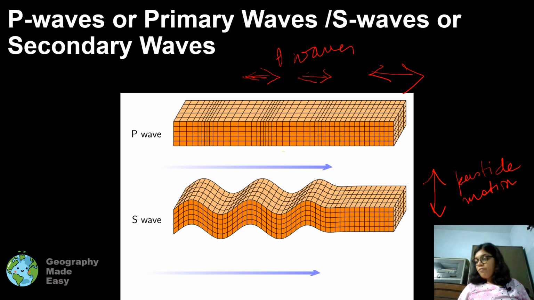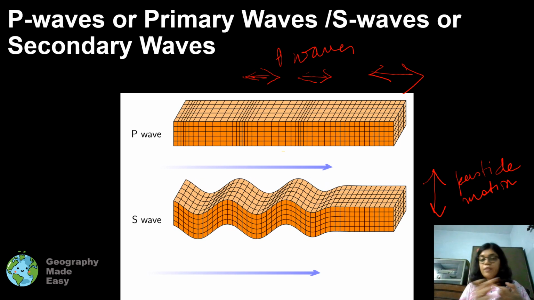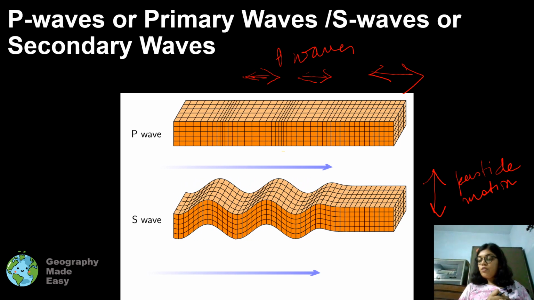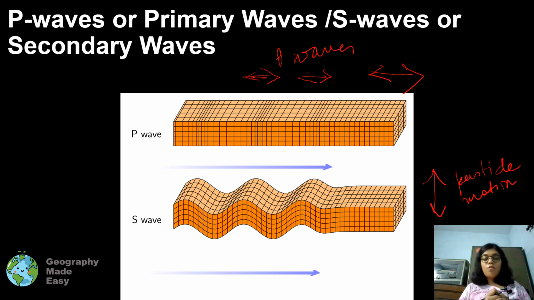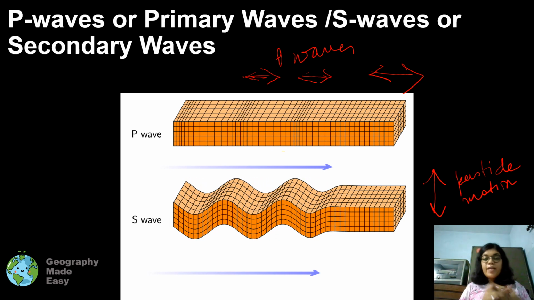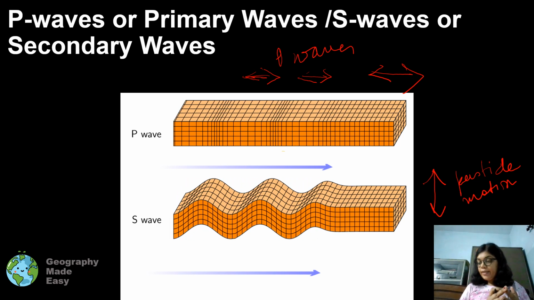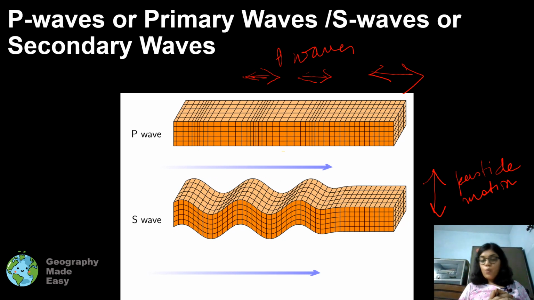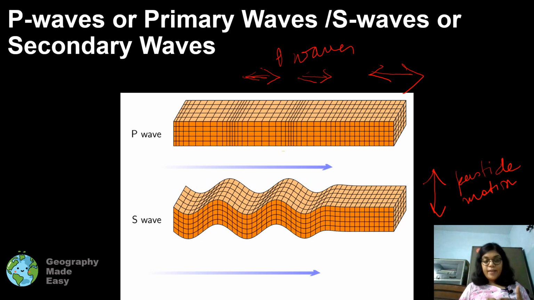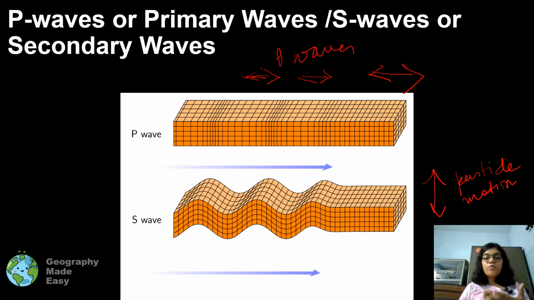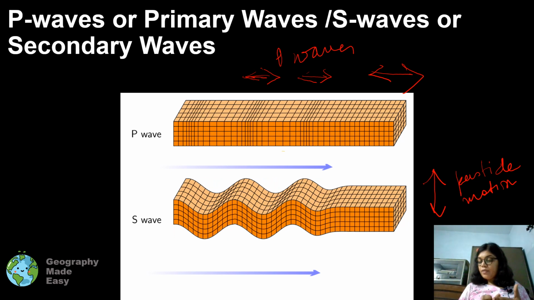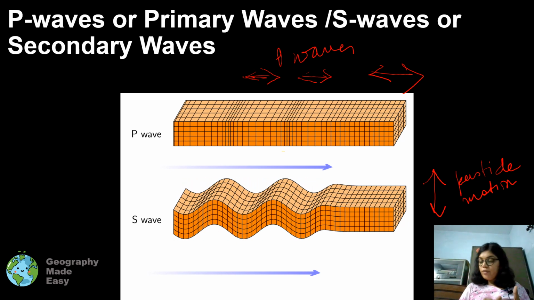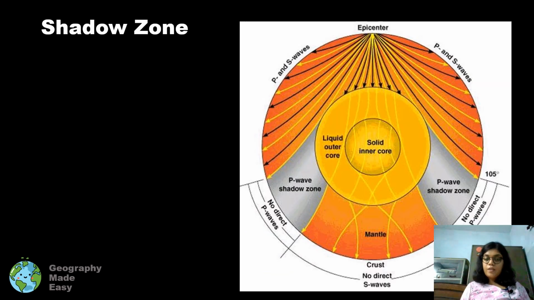So the P wave or the primary wave, they travel through solid rock and fluids or water or liquid. So they are traveling through both solid and liquid. Whereas the S waves or the secondary waves, they move only through solid rock, but they do not move through any kind of liquid medium.